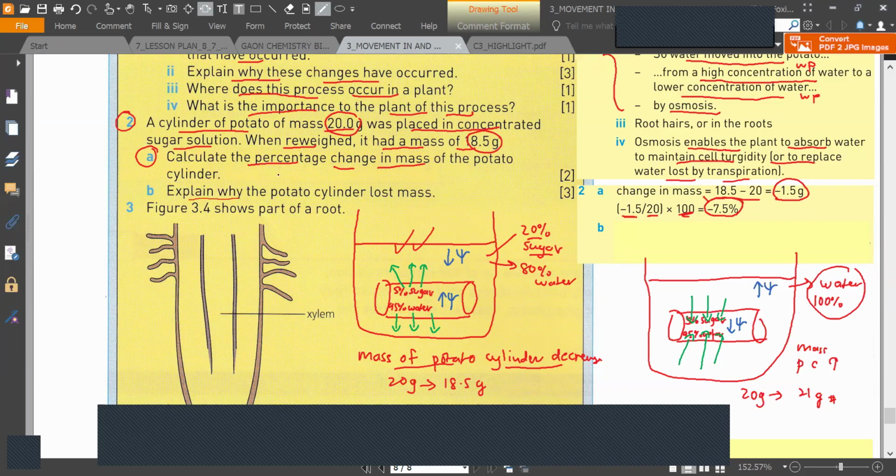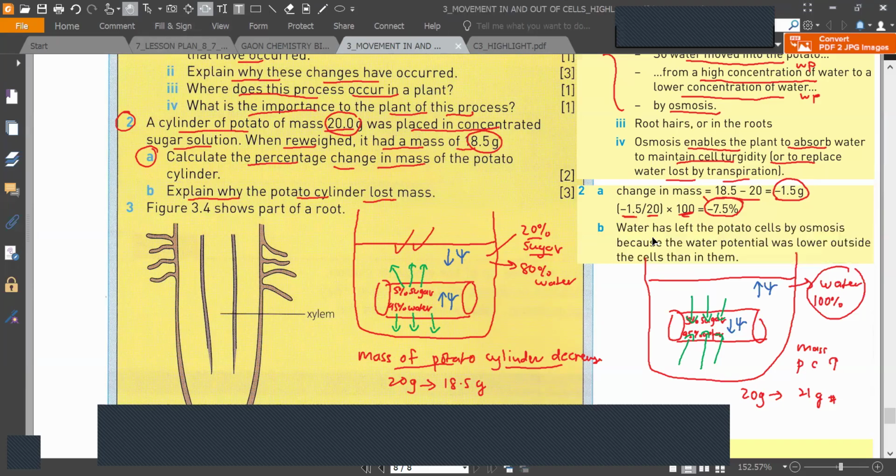Next, explain why the potato cylinder lost mass. What we mentioned just now: water has left the potato cells by osmosis because water potential was lower outside the cells than in them. So outside is lower water potential, inside is higher water potential, so water will move out.